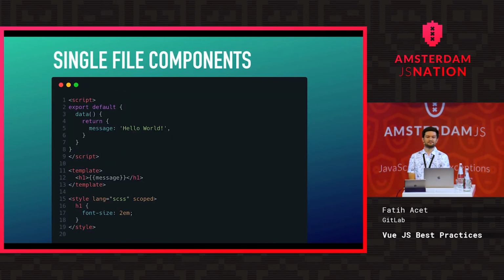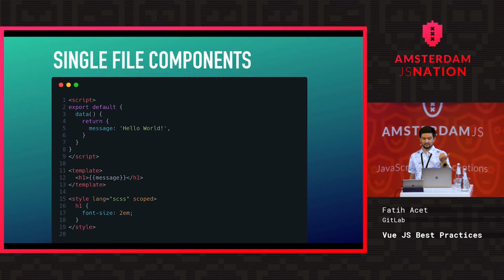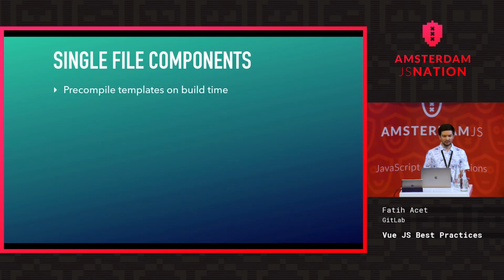Single file components. Single file components is one of the coolest features of Vue. This is how a single file component looks like. You will have your script, template, style, all in the same file. There are some benefits of this approach. First, you precompile your templates on build time.